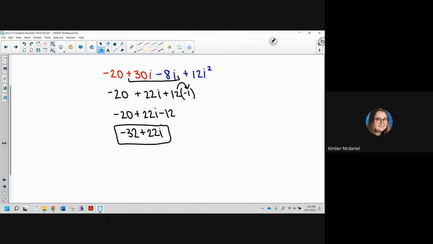For fun, just review this one final time. What is a? Negative 32. What's b? 22.